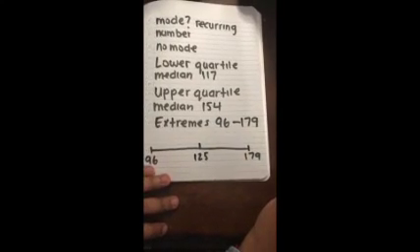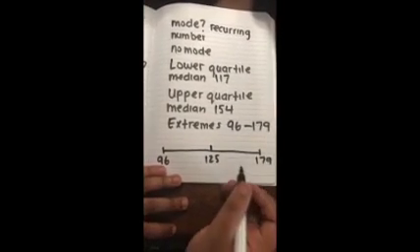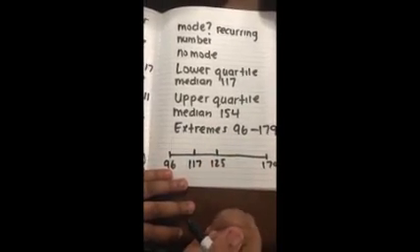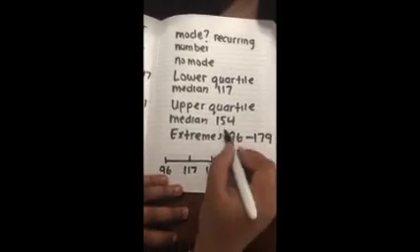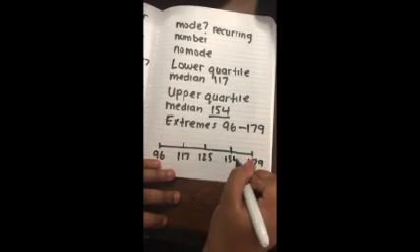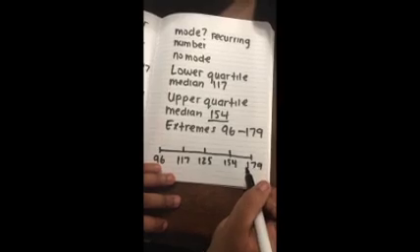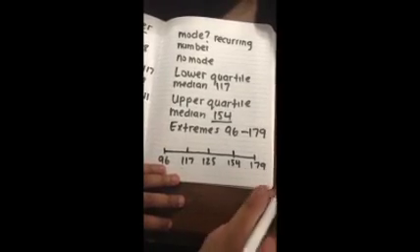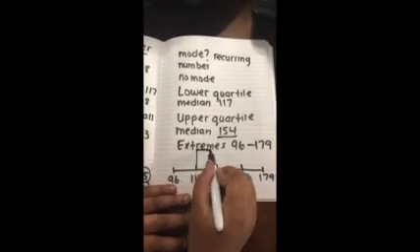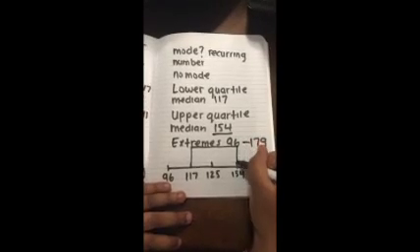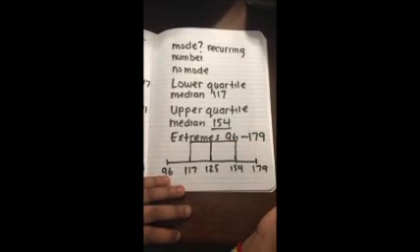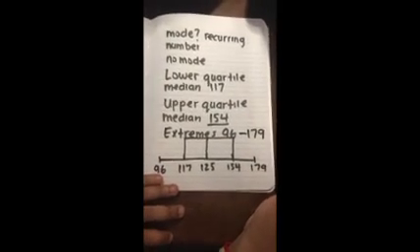Now we're gonna find the lower quartile in the number line, which is 117. So we're gonna put that somewhere over here, 117. Then we're gonna find the upper quartile median, which is 154, and we're gonna put that somewhere over here. It doesn't have to be completely accurate, as long as the numbers are in the right position. Then we're going to create a box from the lower quartile median to the upper quartile median. And as well, we're gonna make a line that goes from the box to the median. And that is how we create our box and whisker plots.